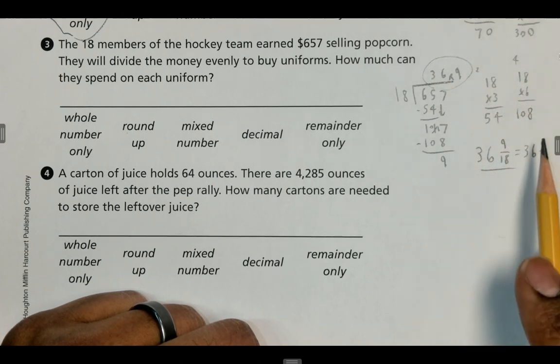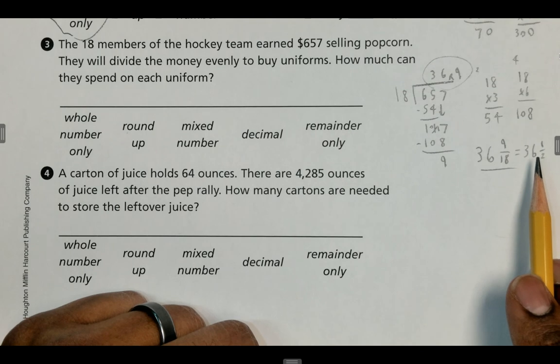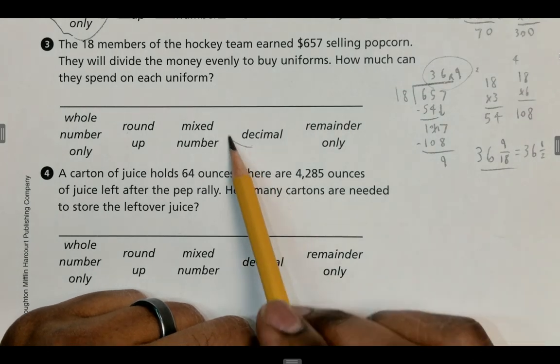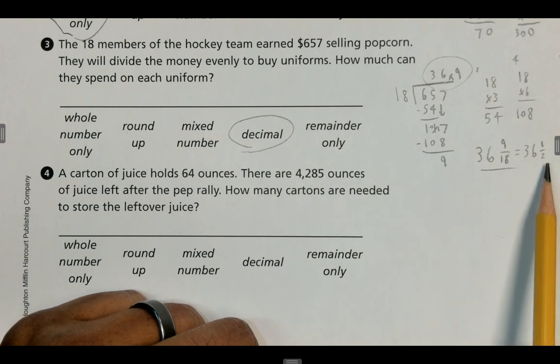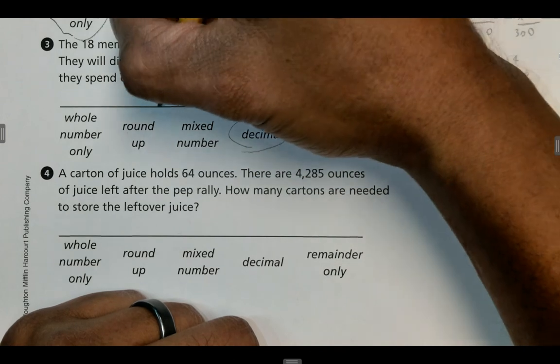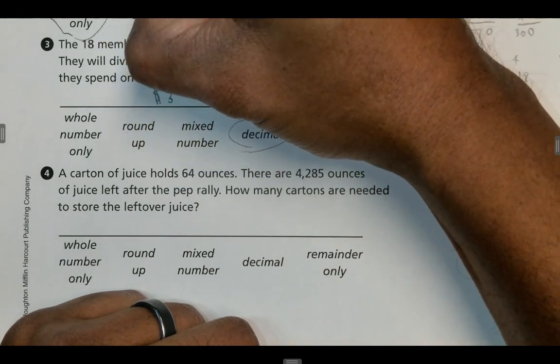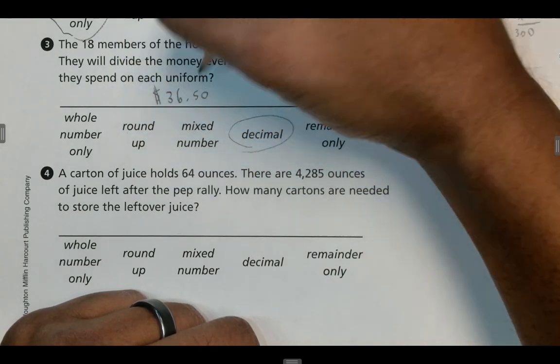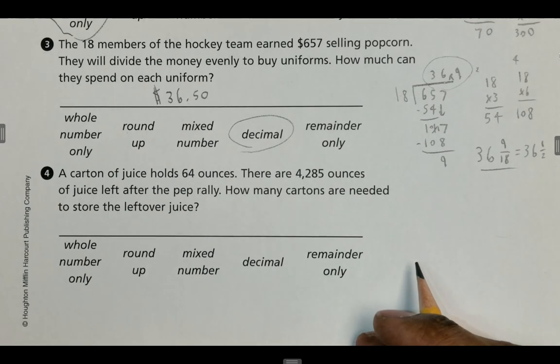Now, what is 36 and a half shown in terms of money? A decimal. We need a decimal here. Half of a dollar. If you said 50 cents, you are correct. $36.50 is what each of the members of the hockey team will end up with.